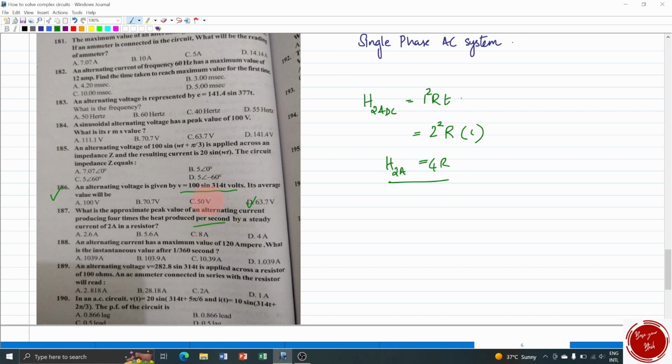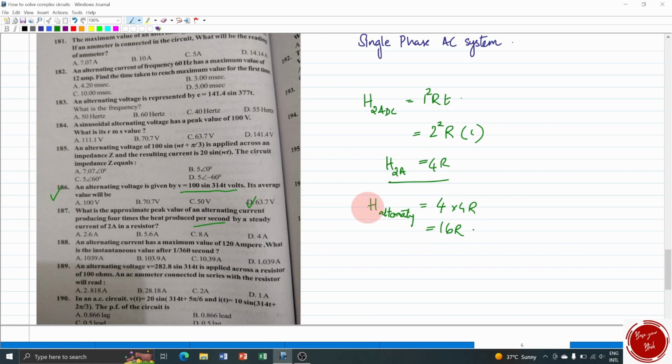Now we have to check the question's current, I mean the alternating current. What is the approximate peak value of the alternating current? That current produces 4 times this 4R. So the heat produced by our alternating current is equal to 4 times the heat produced by this steady current. So 4 into 4R, that is 16R.